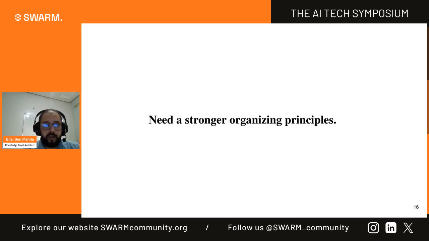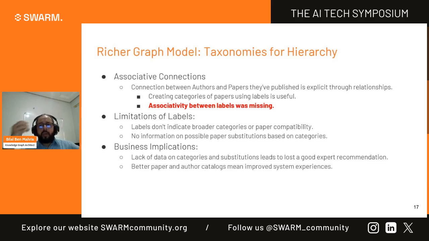So here we need stronger organizing principles, and we can start, for example, with the taxonomy. As we can see in the labeled property graph, labels are only tags, okay? And these labels can only tell us the role of the node in the graph. So there is no associativity between the labels. What does that mean? You can't, for example, infer that something is specialized for another thing. So representing inheritance relationships is hard in property graphs, because the labels are only tags that we use to mention the role of the nodes.